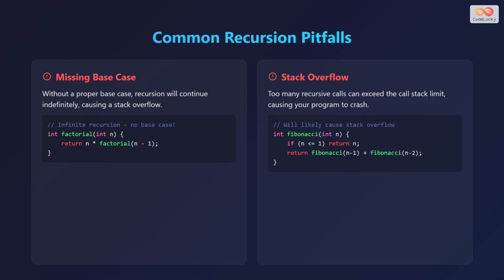The second pitfall is stack overflow. Too many recursive calls can exceed the call stack limit, which will cause your program to crash. Here's an example. We have an integer function Fibonacci that accepts an integer n as a parameter. If n is less than or equal to 1, the function returns n, otherwise, it returns Fibonacci of n-1 plus Fibonacci of n-2. This function has a high time complexity due to overlapping subproblems and can cause a stack overflow for larger values of n.